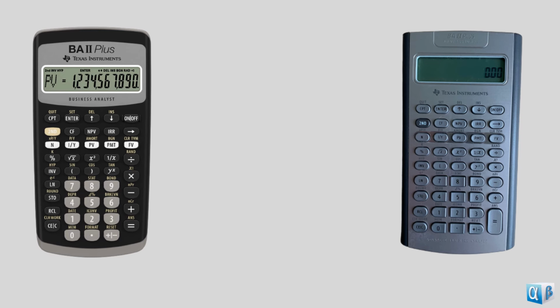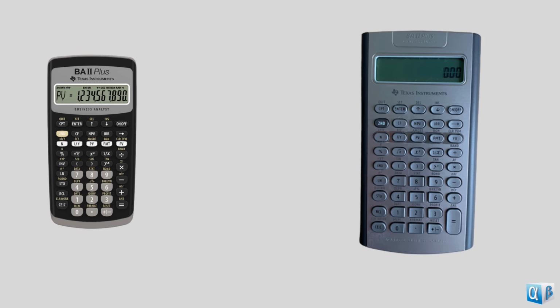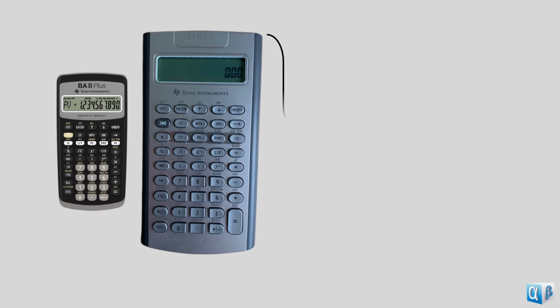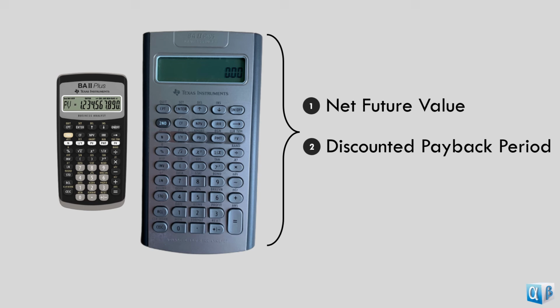Second, the professional version has a metal body as against a plastic body of the non-professional version. And third, most importantly, the professional version has two additional functions. One is a net future value calculation and second is a discounted payback period calculation. Not very important, not very relevant.